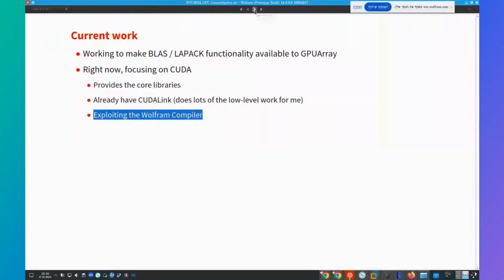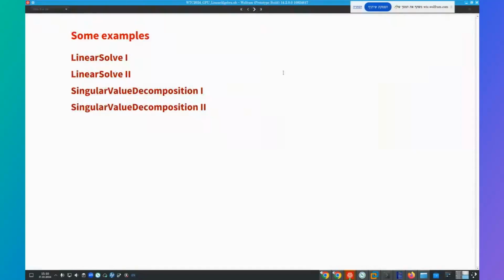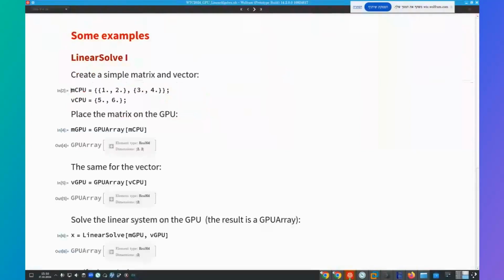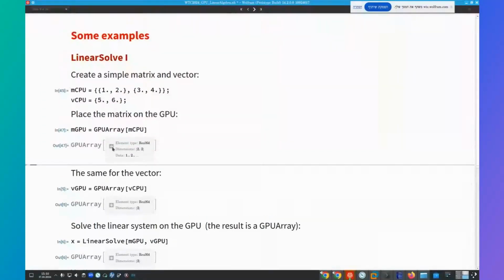Okay. All right, so I've talked about what we can do. Let me show you something in action. So I'm going to start with a very simple example. I guess I forgot to delete the outputs, but I will run these so you can see that these things really are live. I've created a GPU array from the CPU. It's from the data on the CPU. It's Real64. It has dimensions 2, 2. We see a couple of data points.